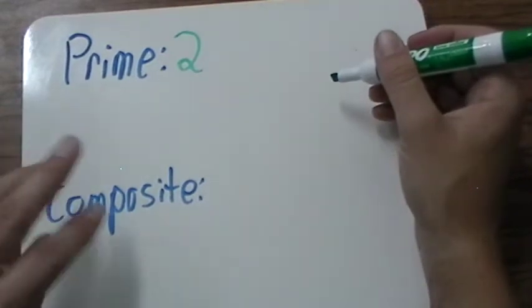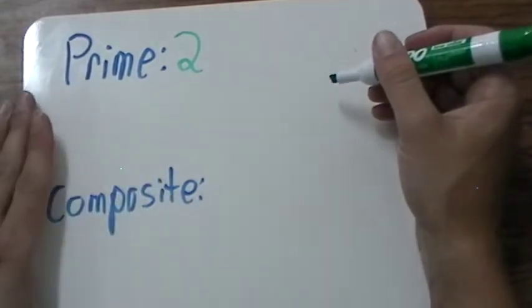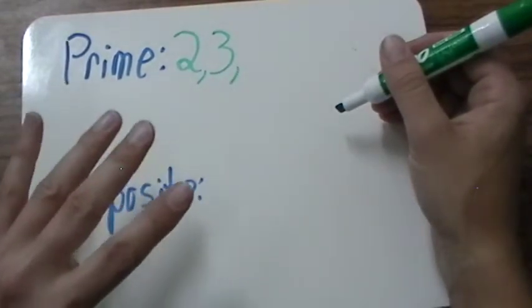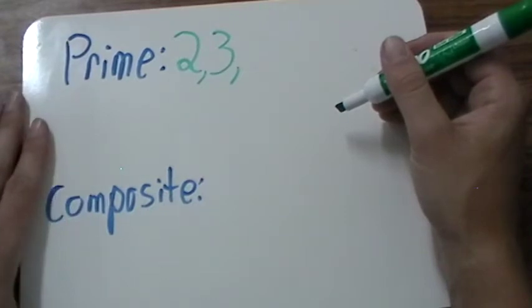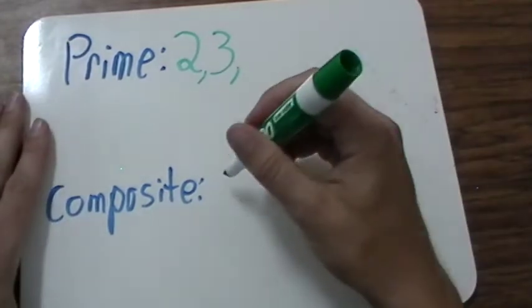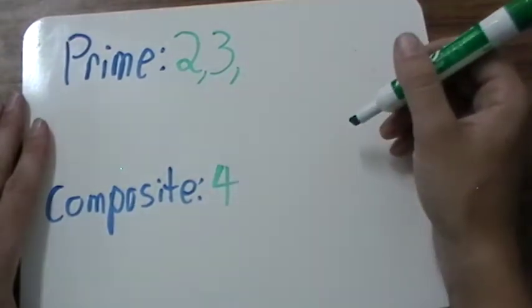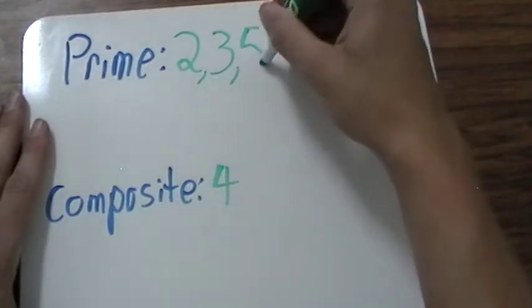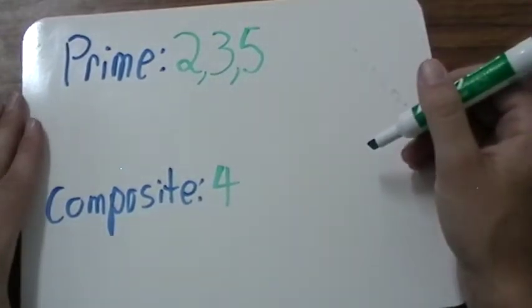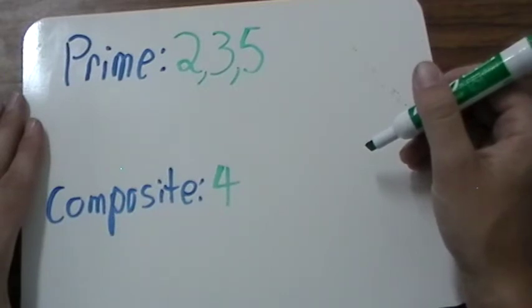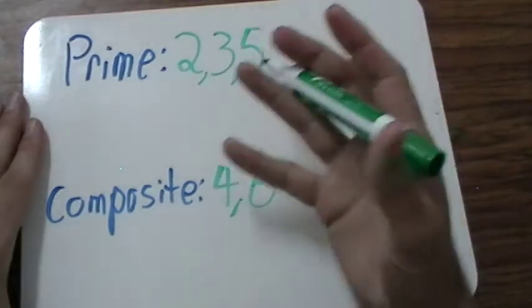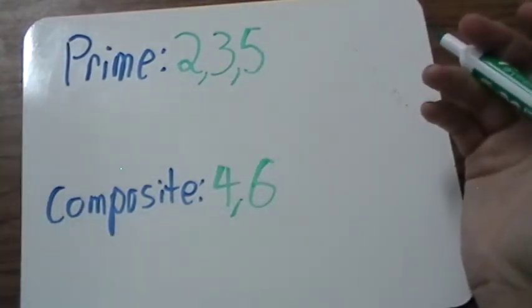Can the number 3 be divided? Only by 3 and 1, so it's a prime number. Can 4 be divided? Yes, 4 can be divided by 2. 4 divided by 2 is 2, so 4 is composite. Can 5 be divided? No, 5 is prime. Can 6 be divided? Yes, 6 divided by 2 is 3, or 6 divided by 3 is 2. So 6 is a composite. And we can keep going forever. We'll do a few more so you get the hang of it.